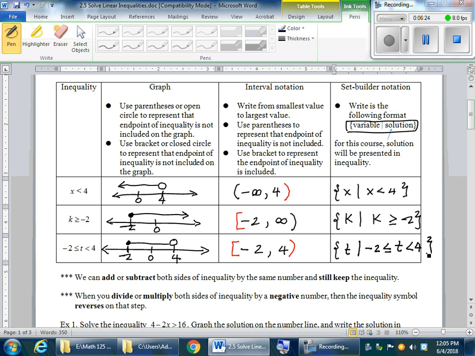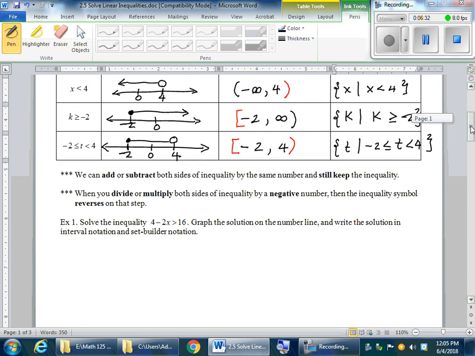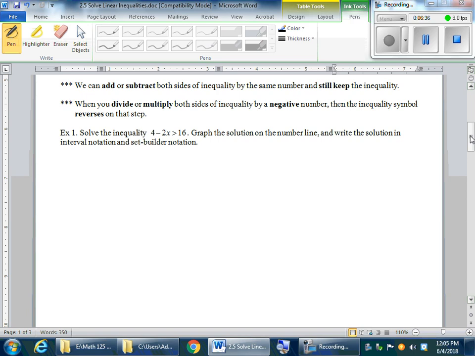So now that we have reviewed 3 different ways of writing the solutions, we will continue reviewing how to solve inequalities. Solving inequalities is very similar to solving equations. You can add or subtract any number to both sides of an inequality. However, one rule changes from equations: whenever you divide or multiply both sides of an inequality by a negative number, the inequality symbol switches around, which is to reverse it. Okay? So let's take a look at example 1. We are interested in solving the inequality 4 minus 2x is greater than 16. So solving as usual in equations.